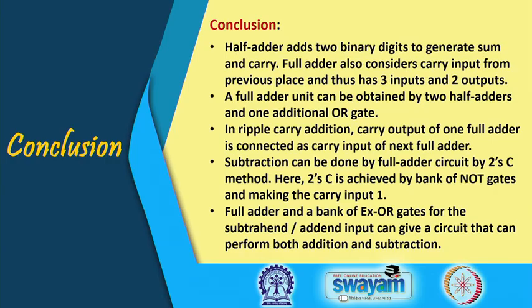Here 2's complement is achieved by a bank of NOT gates and making the carry input 1. And finally, a full adder and a bank of XOR gates for the subtrahend input can give a circuit that can perform both addition and subtraction. Okay. So, this is what we have seen in this particular class.